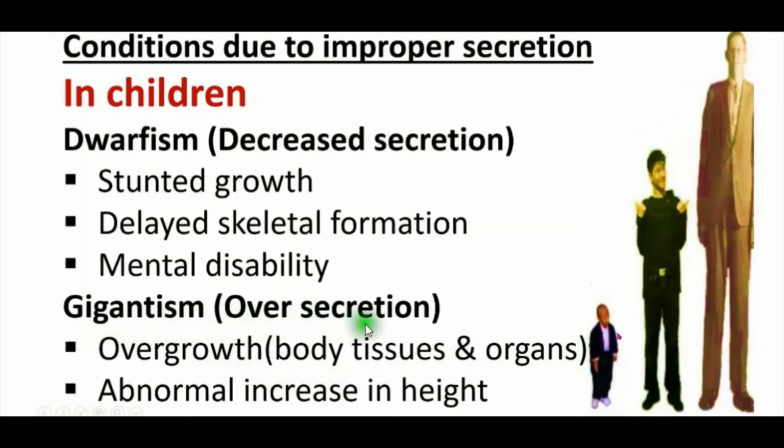Gigantism is an over-secretion of growth hormone. It also affects children. There is overgrowth of body tissues and organs, the growth rate is increased, and individuals attain an abnormal increase in height. Now look at this picture. The height is too high, abnormal growth. So this is gigantism. In children, two disorders: dwarfism and gigantism.